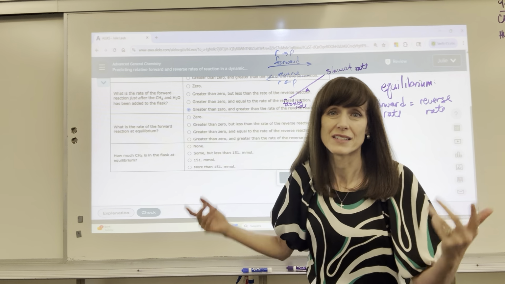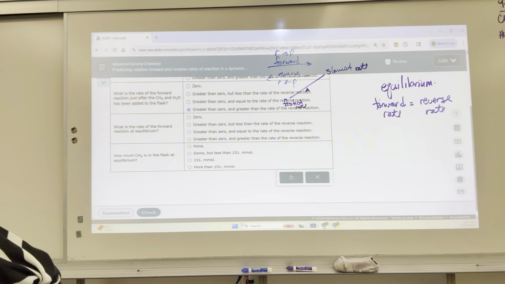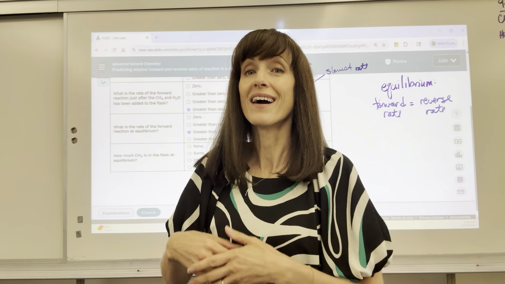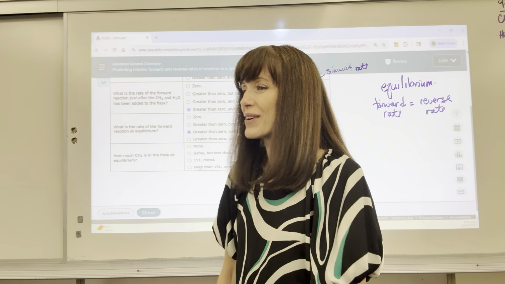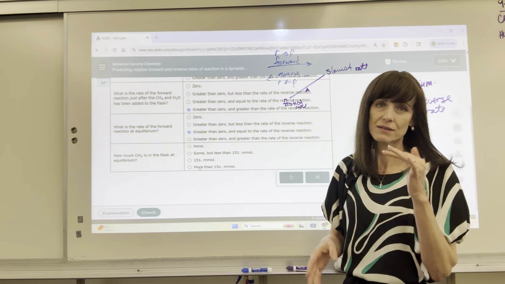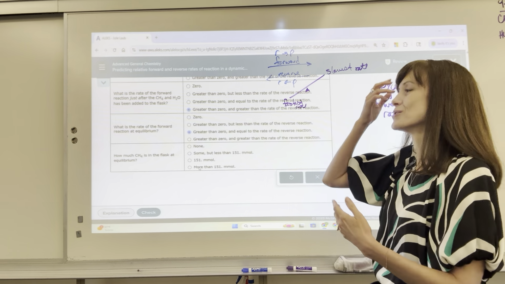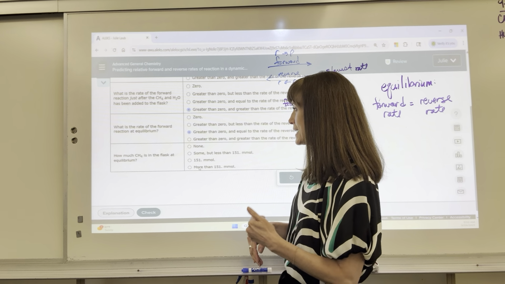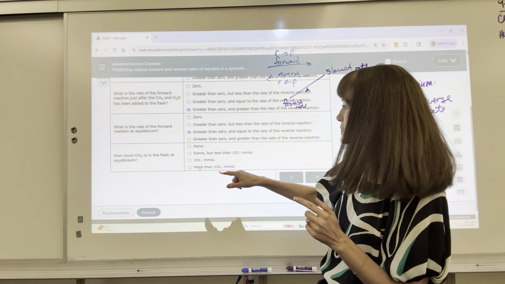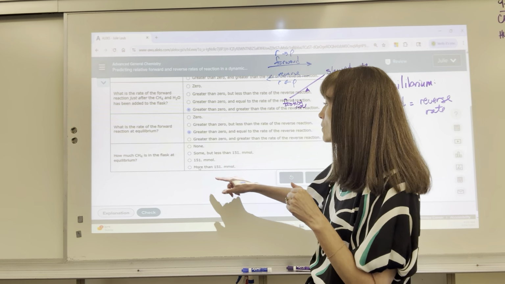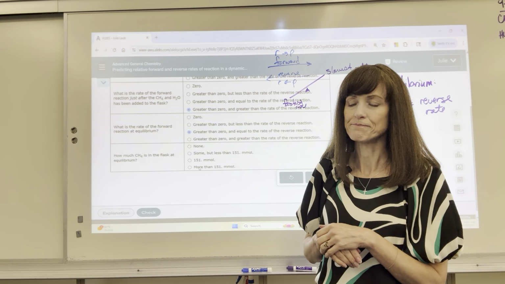And you'll find that on this problem, the third question always says, well, what happens when they reach equilibrium? Well, at equilibrium, they are equal rates. Okay, our last one. And you'll also see a theme, a pattern on this question as you do more problems. Question number 4 says, how much of the methane is in the flask at equilibrium? So none, some but less than the 151, exactly 151, or more than 151.